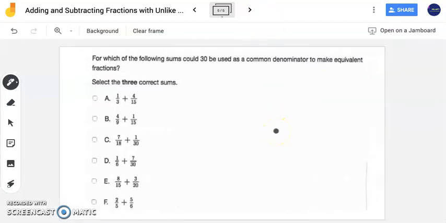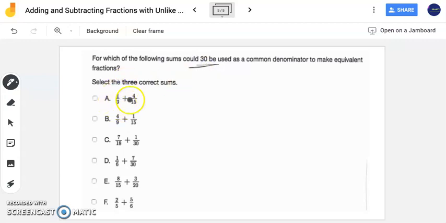In this problem here, it's asking us for which of the following sums could 30 be used as a common denominator to make equivalent fractions. Select the 3 correct sums. Now looking at these answers here, I noticed they actually did not add any of these fractions together. All they're doing is identifying which fractions you would choose to make 30 your least common denominator before adding them. So here, I'm just going to underline 30 so I don't forget that's the denominator I'm looking for.